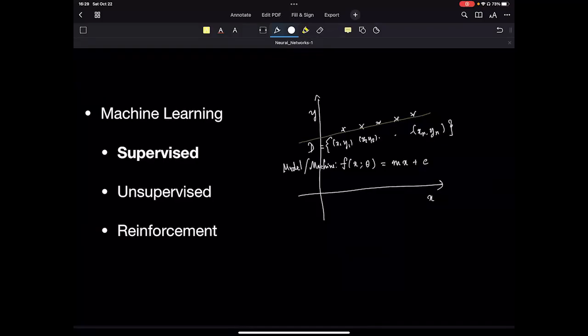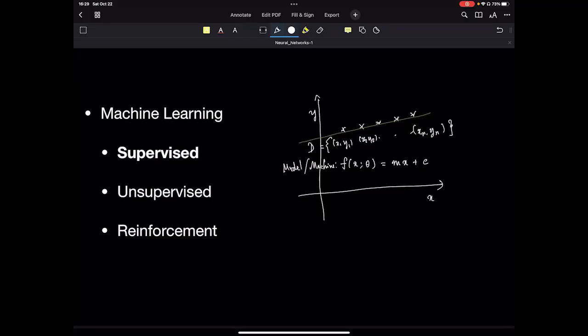Okay, so when we say supervised learning, right? Let's say that we want to find or solve this in the supervised learning setting. So you're absolutely right when you say that you want to find M and C. Perfect. But my question is how? How do we find M and C? Using ordinary least square method or gradient descent.